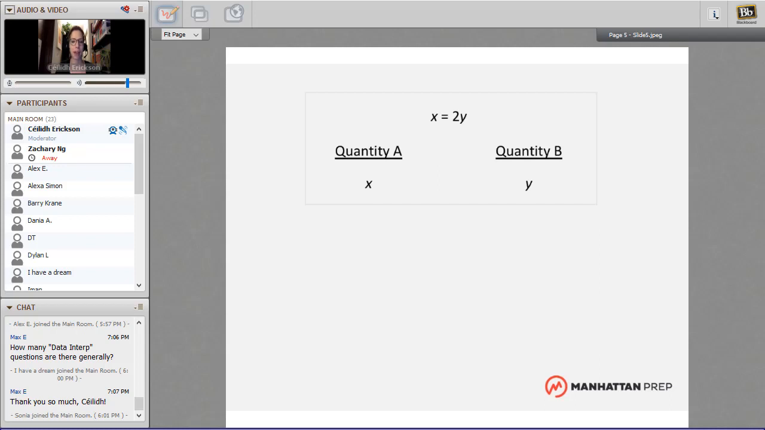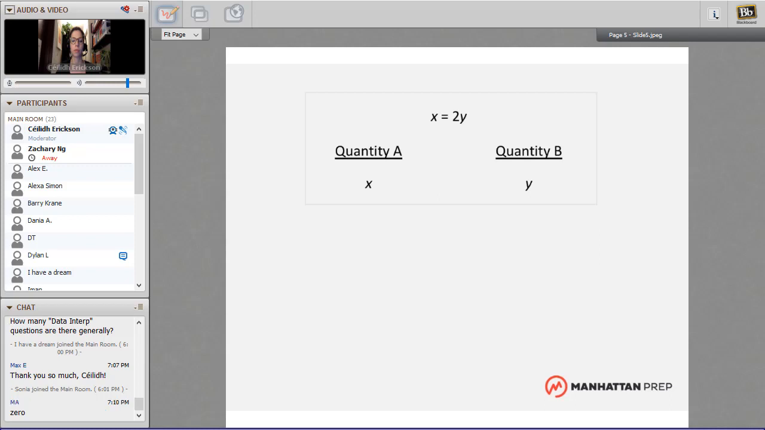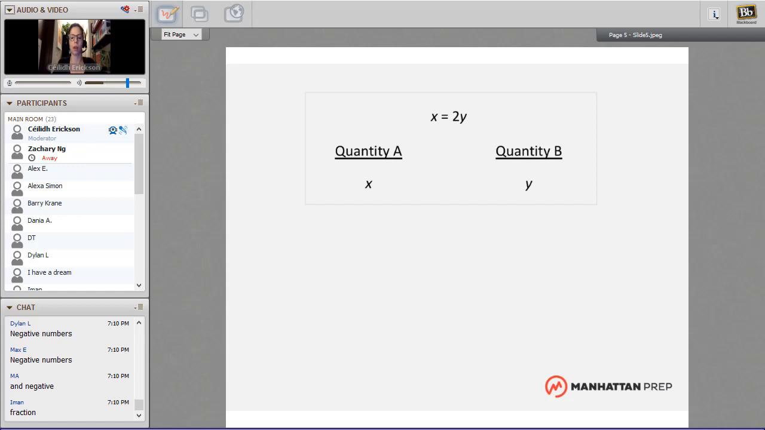If we pick A and assume x is twice as big, therefore it's greater, what are we forgetting about? What are we missing? Zero or negative numbers, exactly. So here is a mnemonic that I want you guys to keep in mind. The mnemonic is ZONEF.